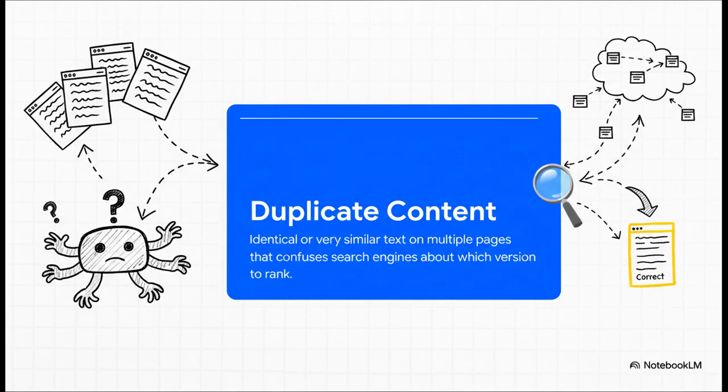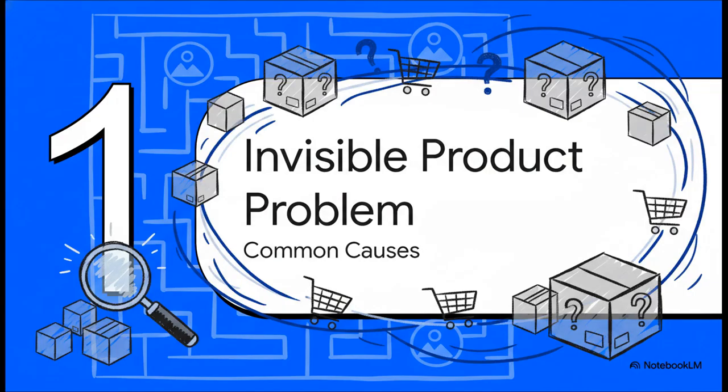And honestly, it's pretty simple. It's just when the exact same or even very similar text shows up on more than one page. Now, this creates a huge headache for search engines like Google, because they look at all these identical pages and they just get confused. They have no idea which one is the real one, the one they should be showing to your potential customers.